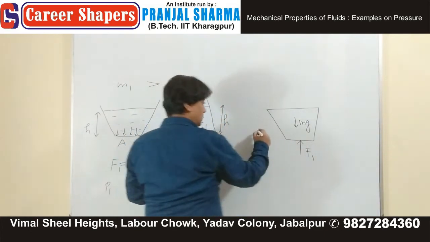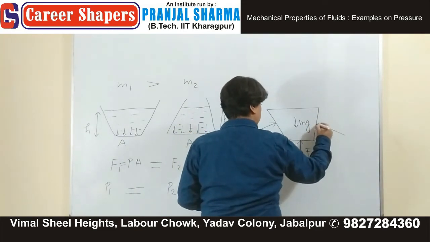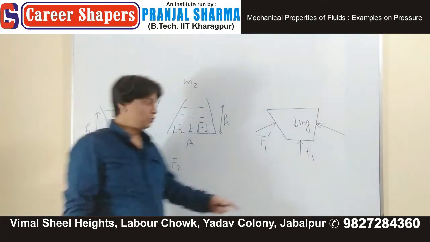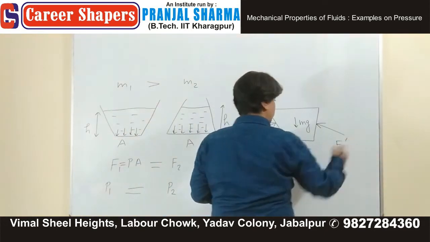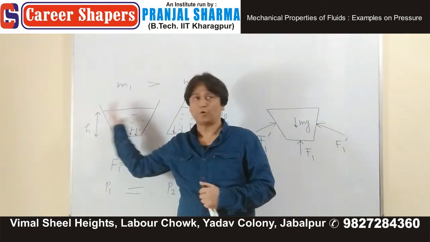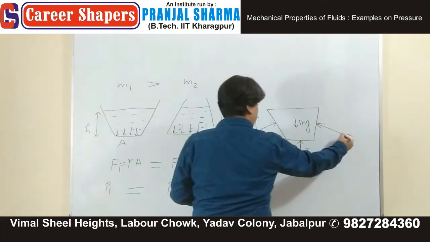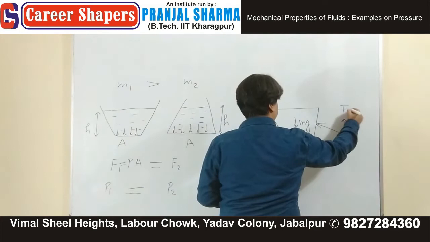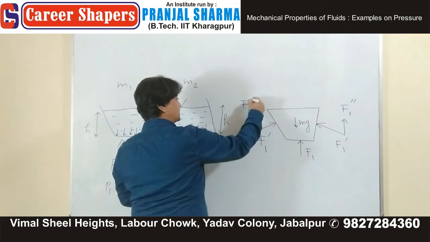The side walls are also providing a force coming from these sides. Let's call it F1 dash, because F2 will be used for this one. This is also F1 dash. So the liquid is getting support from this side and from this side. The vertical components of F1 dash, let's call them F1 double dash. We are into the concept only, we are not interested in angles and all.